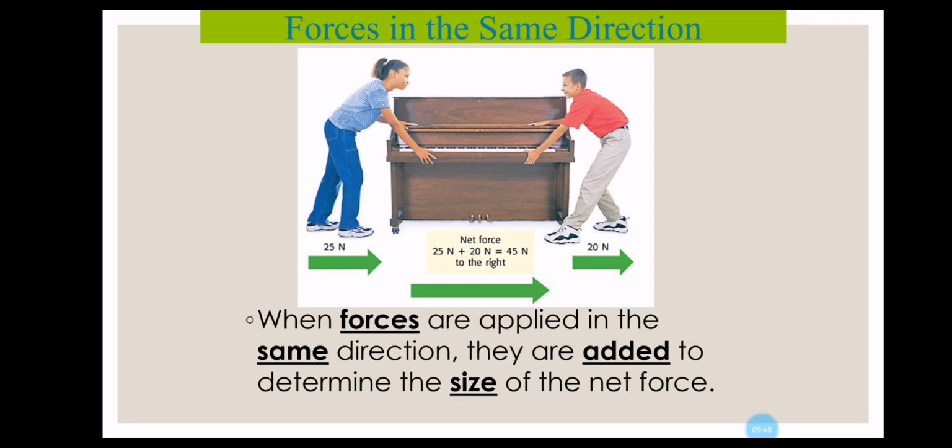Here as well, I have approximately the same example. When forces are applied in the same direction, they are added to determine the size of the net force. I have 25 newtons to the right. I have 20 newtons to the right. One of them is pushing, the other one is pulling. The sum, the net force, is the sum of these two forces, which is 45 newtons to the right.